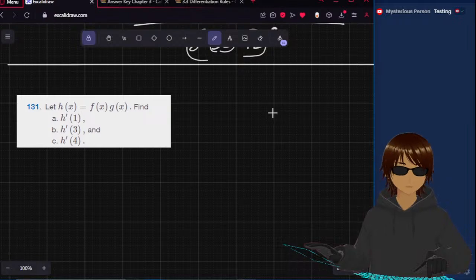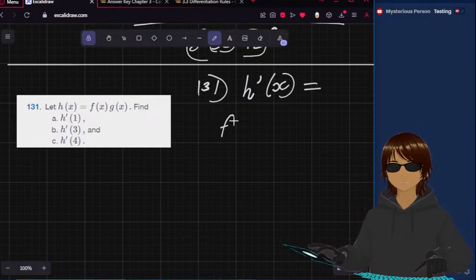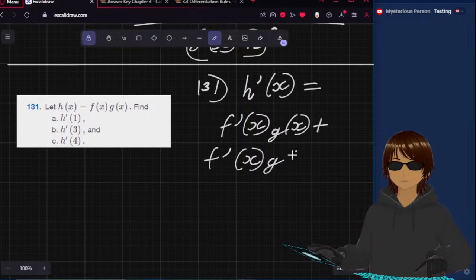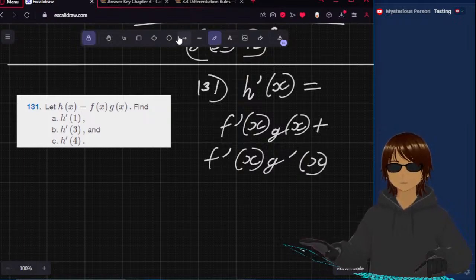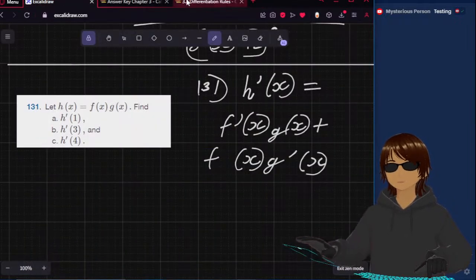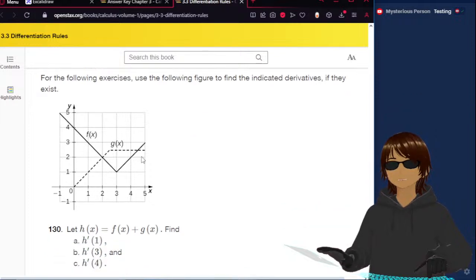So, fine. Let's find the derivative. It is equal to the derivative of the first times the second plus the first times the derivative of the second. And erase. Okay. How are you supposed to find this? Wait. Okay, we have to use this.